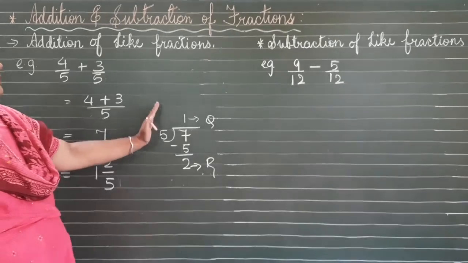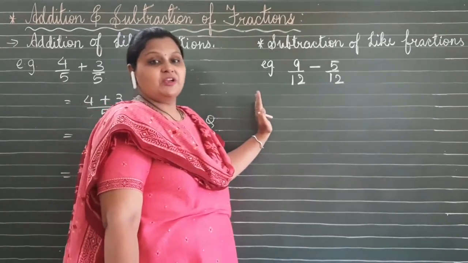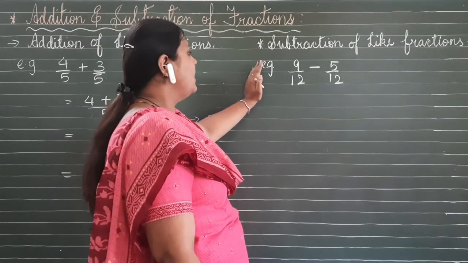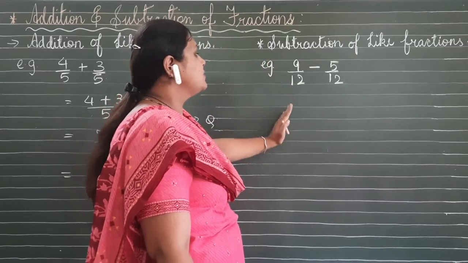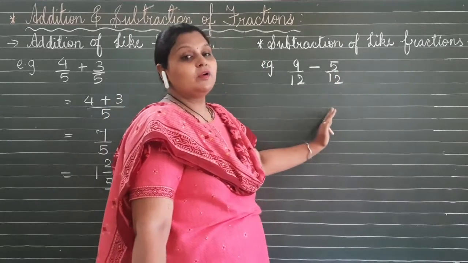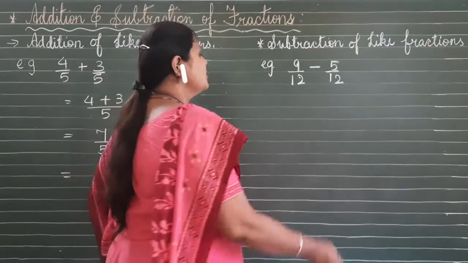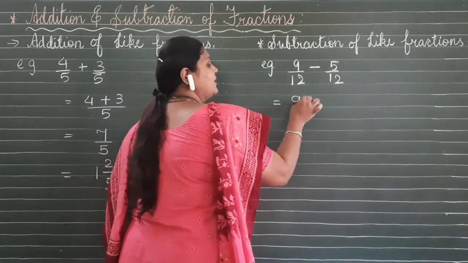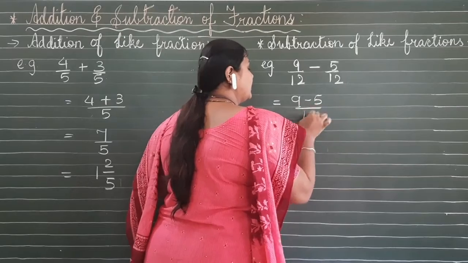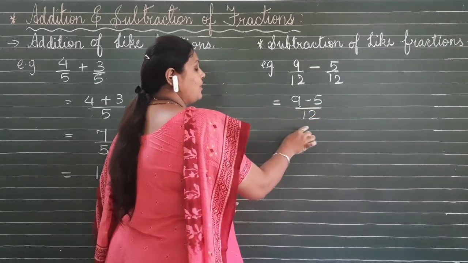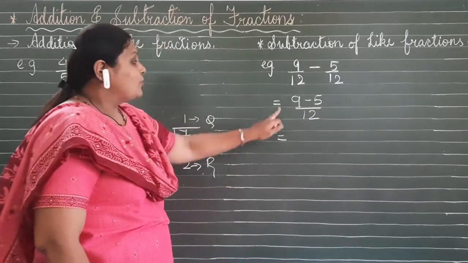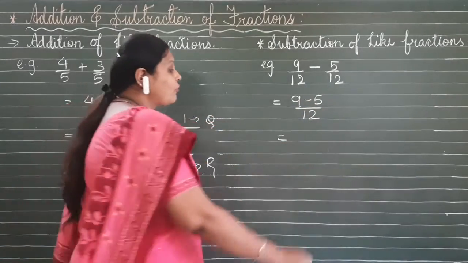Now let us see subtraction of like fractions. For example, if you are given 9 upon 12 minus 5 upon 12, here denominator is equal. So same like addition, we can do subtraction directly. 9 minus 5 upon 12. Now 9 minus 5, 4.